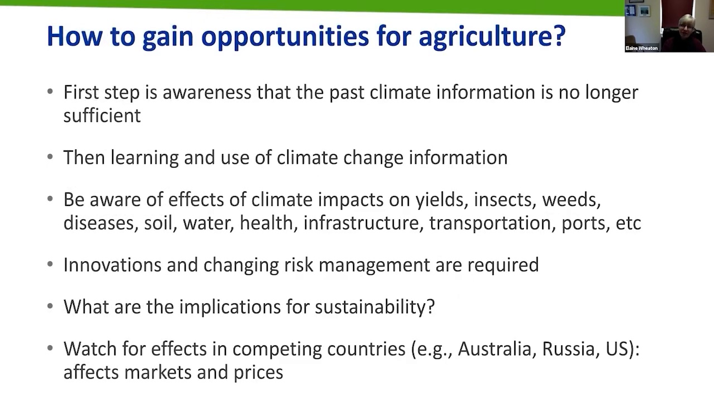And that leads me to the topic of gaining opportunities for agriculture, which are quite possible. And we've already seen a lot of them over the past years. That first step is awareness. We've seen a lot of changes, and we're going to see more. Then how do we use that climate information? That's important too. We need to really make much more and much better use of it. And as producers, as farmers, we're aware of those effects, but they're going to accelerate. And indeed, we have to look at even sea level rise in terms of ports, effects of flooding on transportation and infrastructure, for example, and even heat.